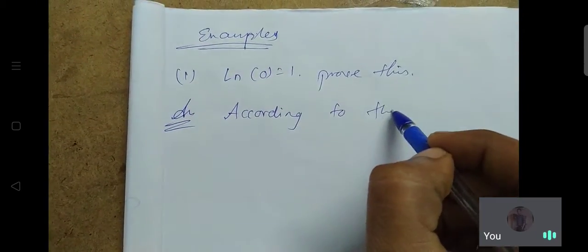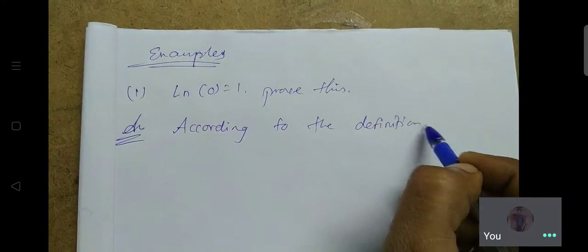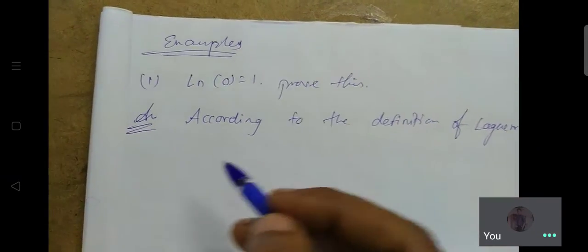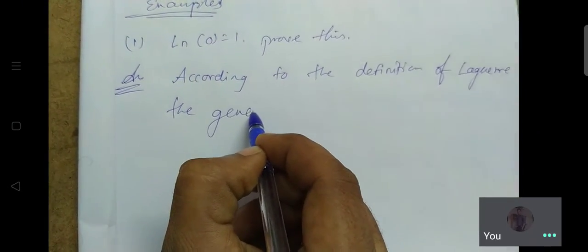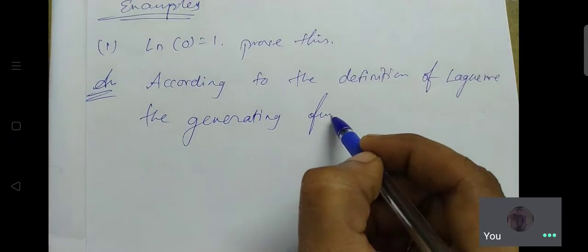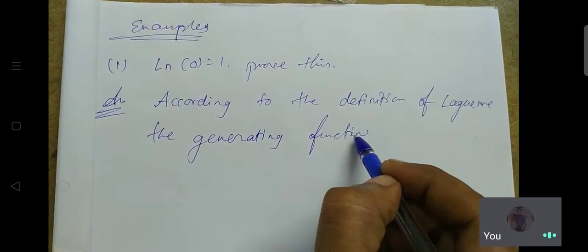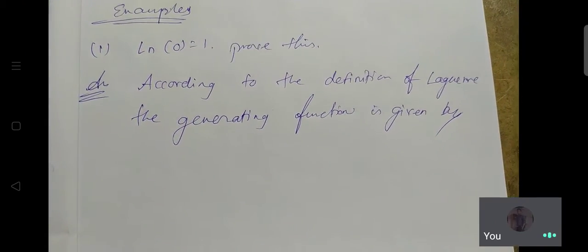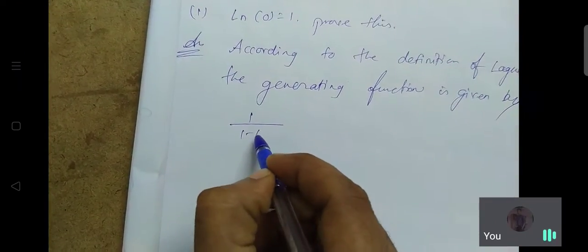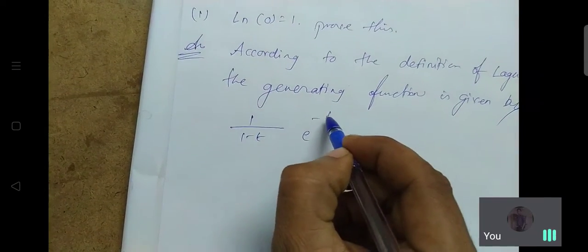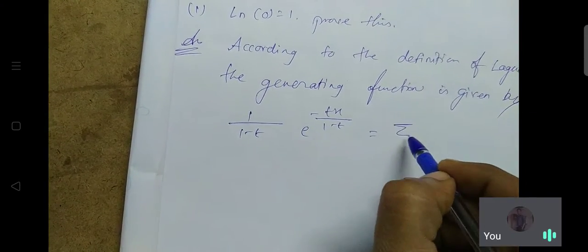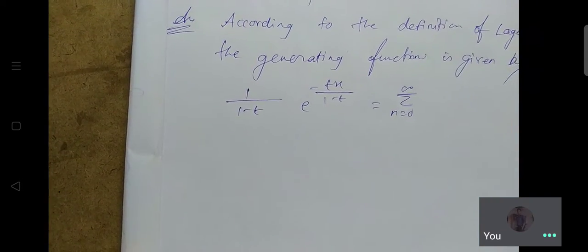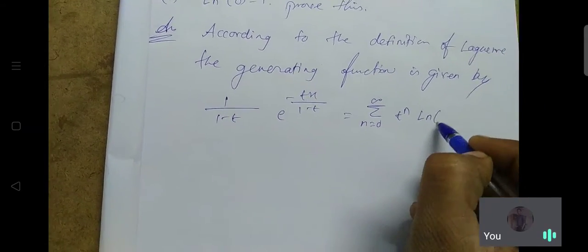According to the definition of Laguerre's generating function, it is given by one over 1 minus t into e power of minus tx divided by 1 minus t, which is equal to summation n is equal to 0 to infinity, t power n into Ln of x.